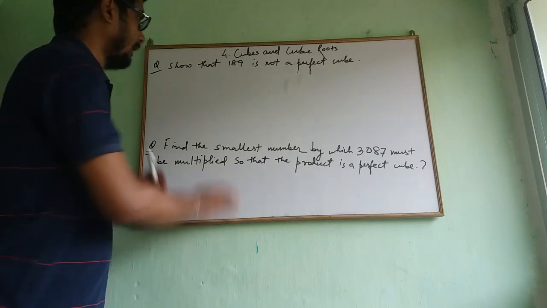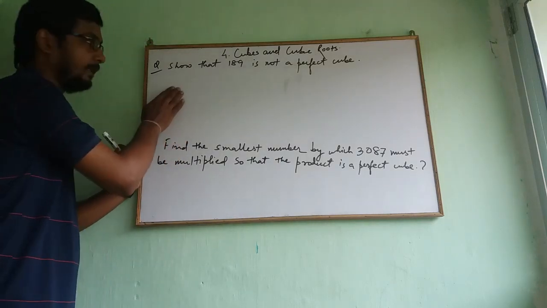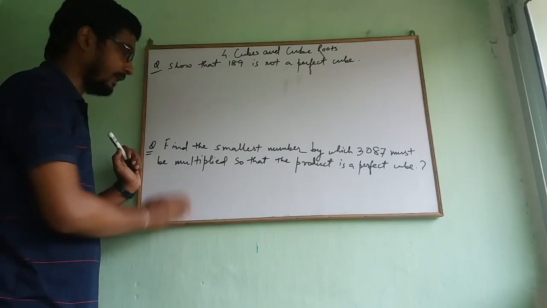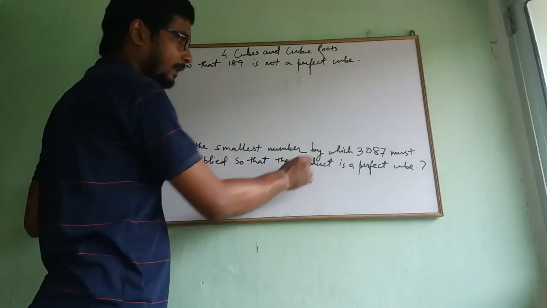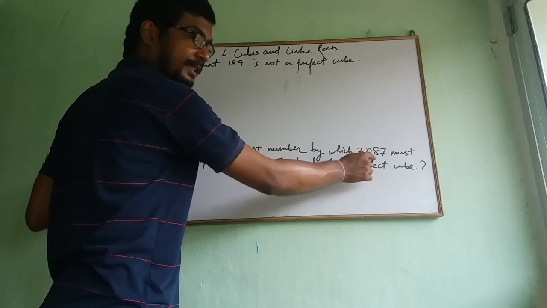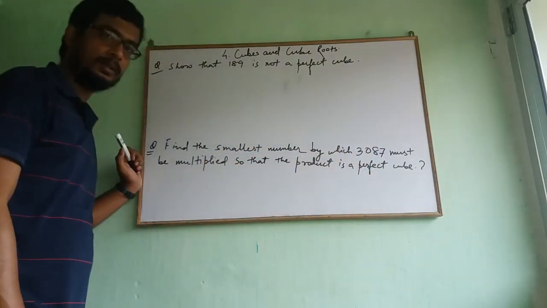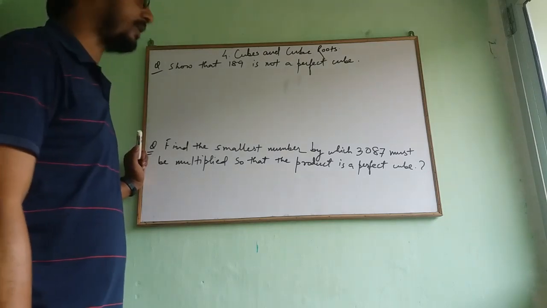So students, I have written here two questions. You can see here, show that 189 is not a perfect cube. Second question is, find the smallest number by which 3087 must be multiplied so that the product is a perfect cube. Let's see how we will solve these questions.